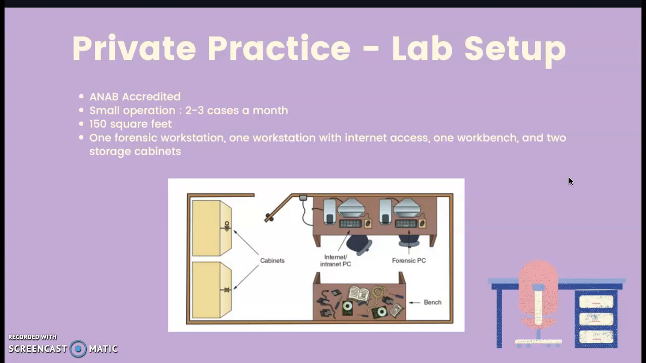Again, because I am a small operation, I don't need a lot of space. 150 square feet is great for me. One forensic workstation, one workstation with internet access, one workbench, and 2 storage cabinets is all I need.